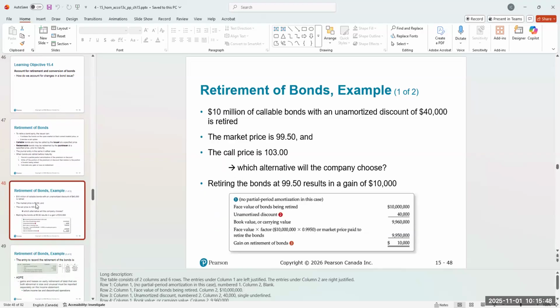So let's see the scenario. First things first. 10 million callable bonds with unamortized discount of $40,000 are retired. They're gone. The market price is 99.5. The callable price, the one that we actually have to pay, is 903.